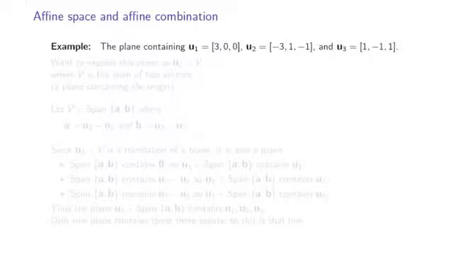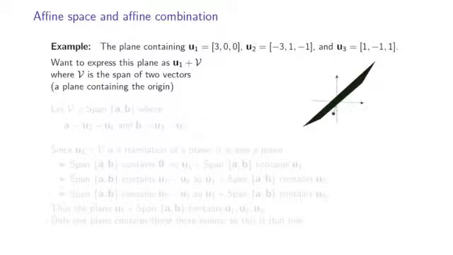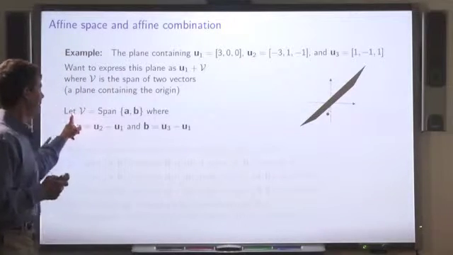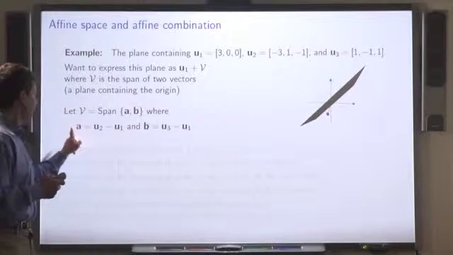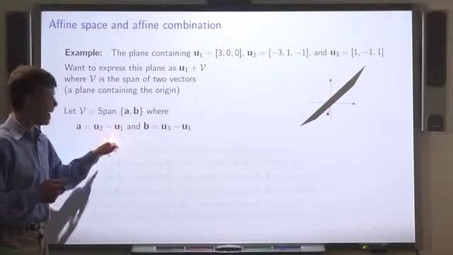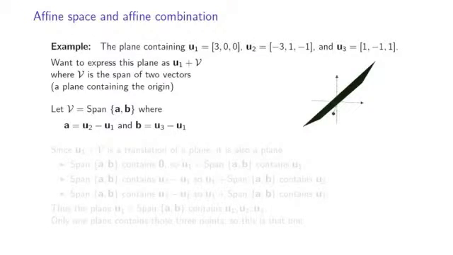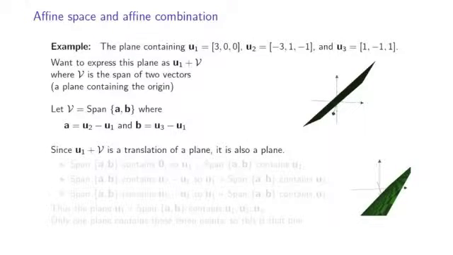We want to express the plane through these points as u1 plus big V, where big V is the span of two vectors. Well, we define big V as span of A and B, where A is the second vector minus the first, and B is the third vector minus the first. Now, let's look at u1 plus big V. It's the translation of a plane, so it too is a plane.